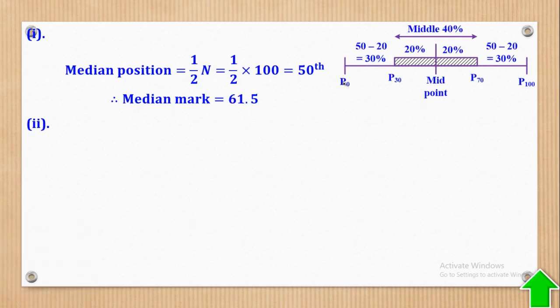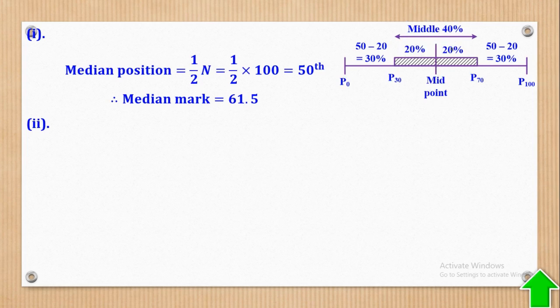Percentile, remember, moves from 0 up to 100. And the midpoint is P50. So at the midpoint, remember they said the middle 40%, so you come at the midpoint and divide this 40% into 2. So 20 goes this side and 20 goes this side. That's what gives you the middle 40%.